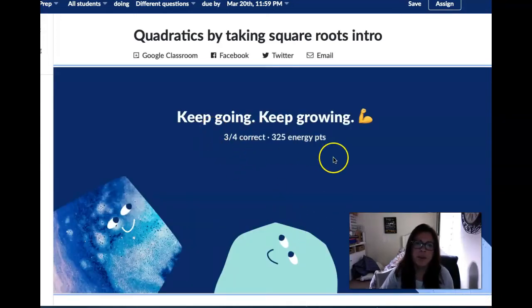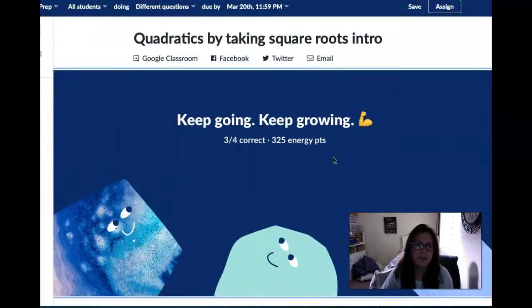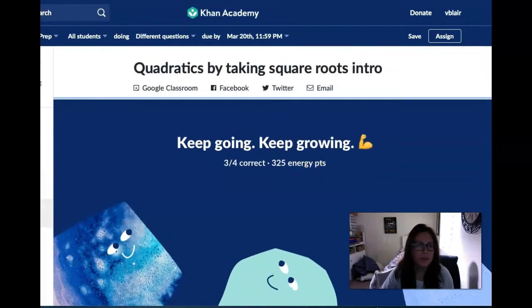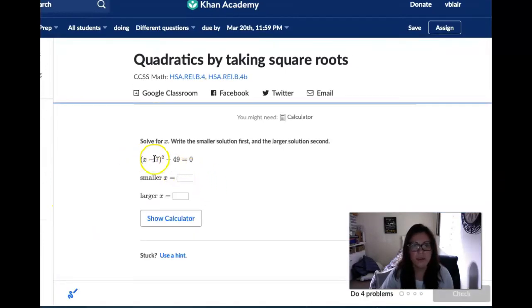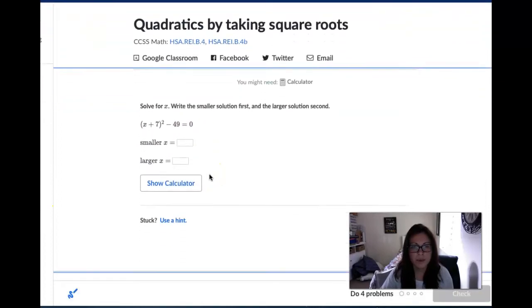3 out of 4 correct. I don't know which one I got wrong. Oh well. All right, I'm going to go down to the next example that I assigned to you. Now this appears to be in vertex form, so I just want to do one of those.